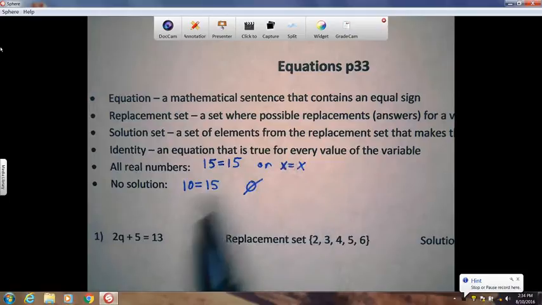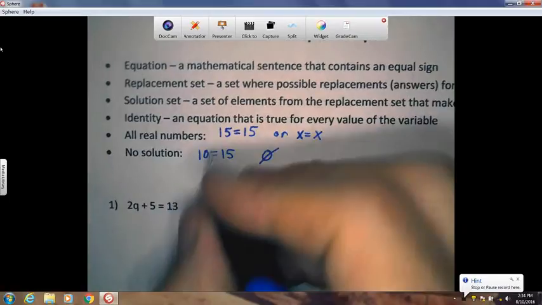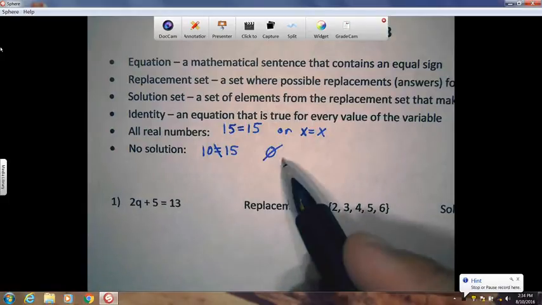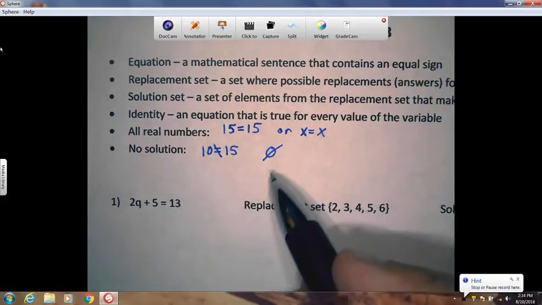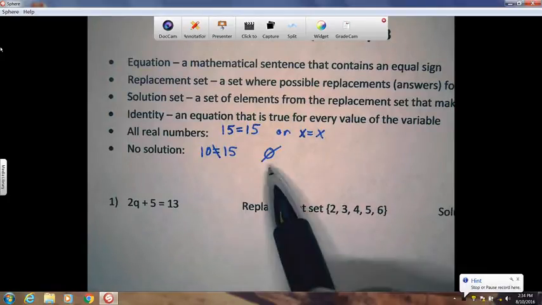But if you get something like this, 10 equals 15, which 10 does not equal 15, that means there's no solution. Here's your symbol for no solution. This is not 0. It is no solution. It is different. Do not write your zeros this way.